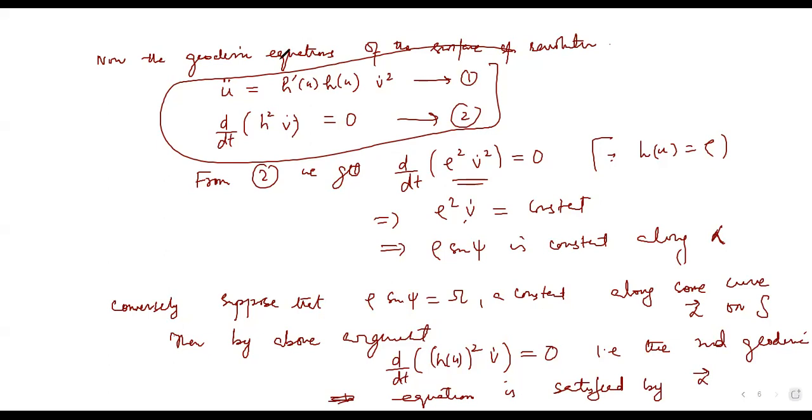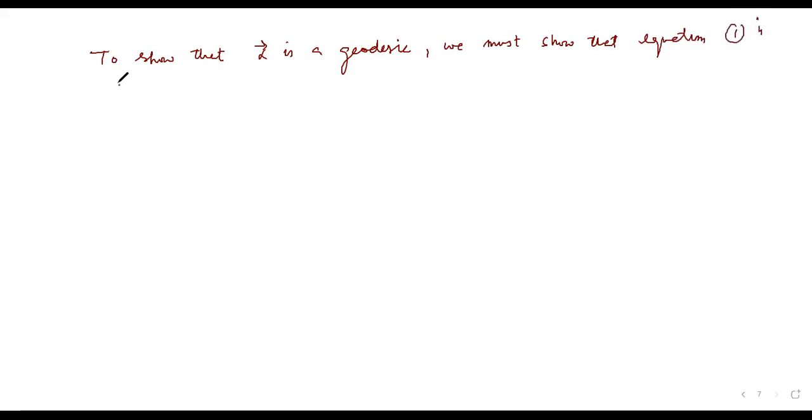To show that alpha is a geodesic, we must show that equation 1 is also satisfied by alpha.